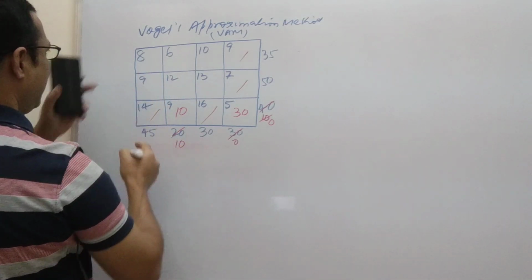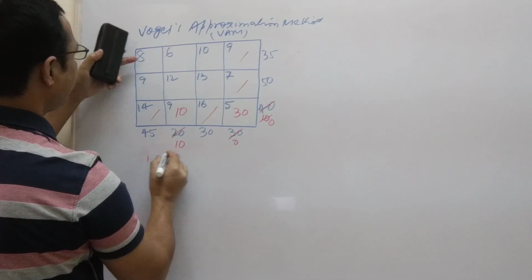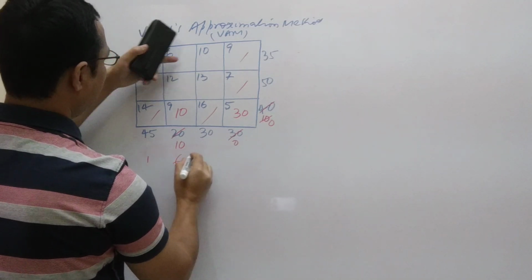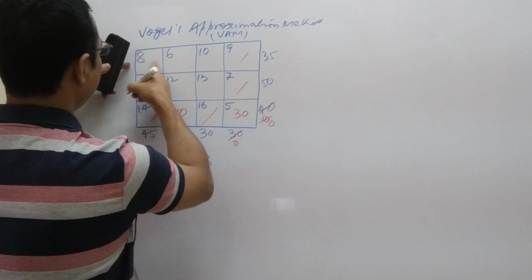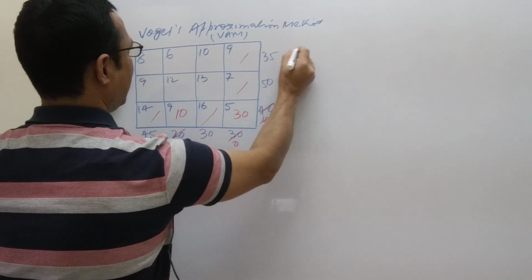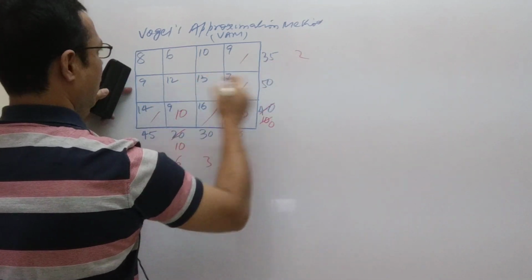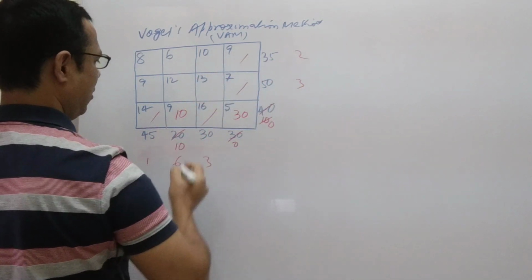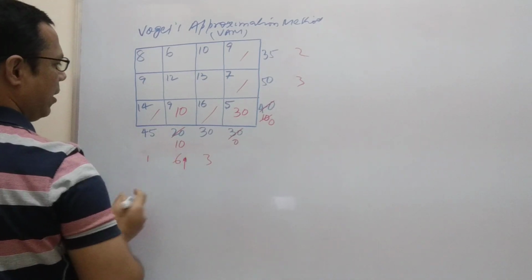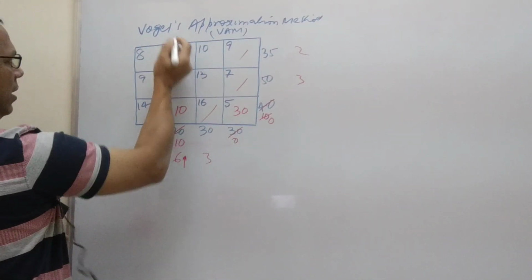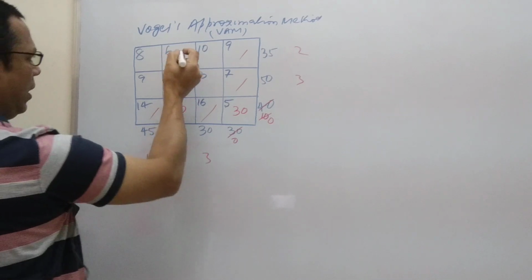Now here the difference is 8 minus 9, 1; 6, 12, 6; 10, 13, 3. If you see here, 6, 8, 2; 9, 12, 3. So these are the penalties. Out of these penalties, these 6 are going to give you the more penalty, and in this column this 6 is going to give you the least cost.